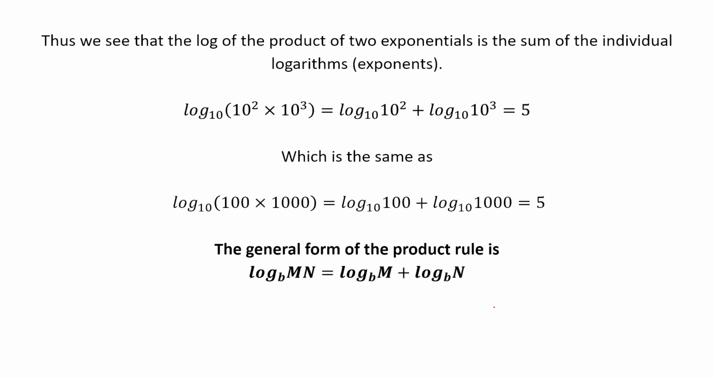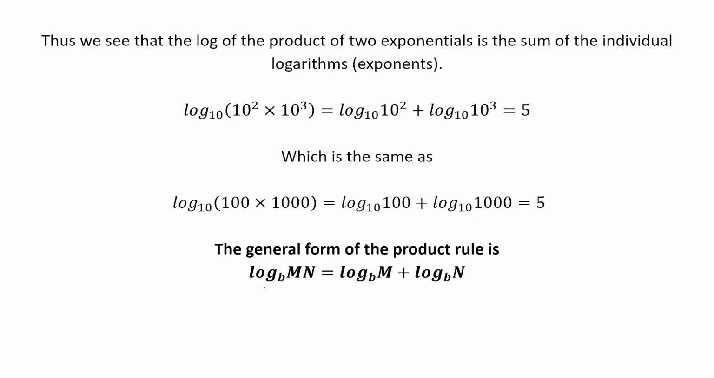And so what that means is that the log base 10 of 10 squared times 10 cubed is going to be the same thing as the log of 10 squared plus the log of 10 cubed. So the exponent you put on 10 to get 10 squared times 10 cubed is the same as the exponent you put on 10 to get 10 squared plus the exponent you put on 10 to get 10 cubed, which is 5. So another way to say that would be log base 10 of 100 times 1,000 is equal to log base 10 of 100 plus log base 10 of 1,000, which is 5.